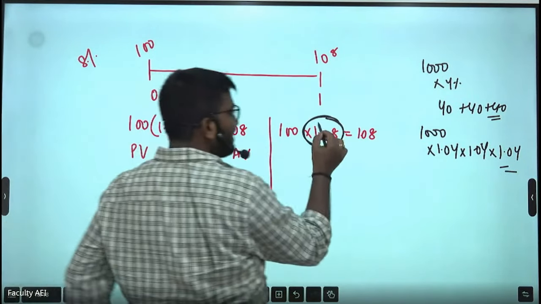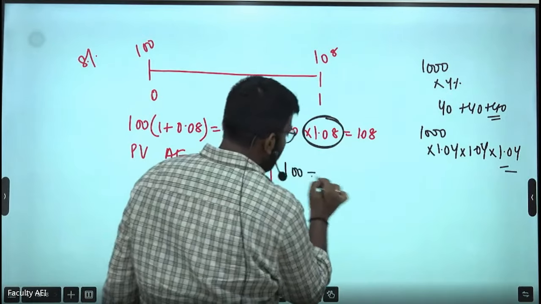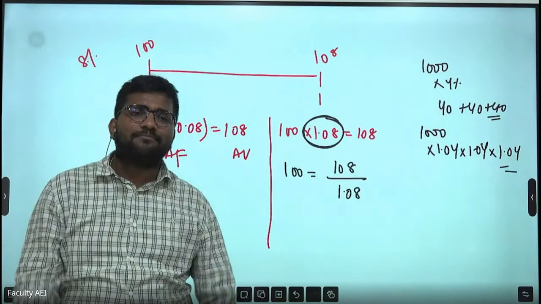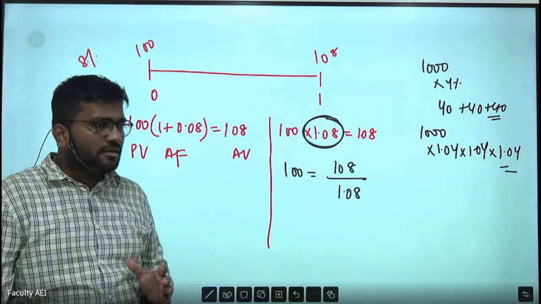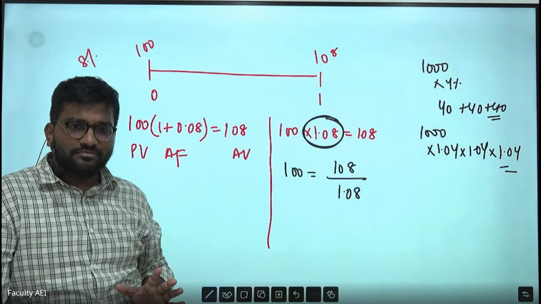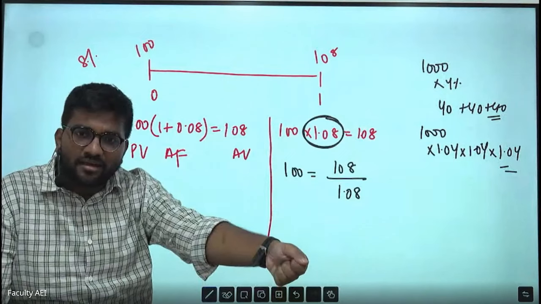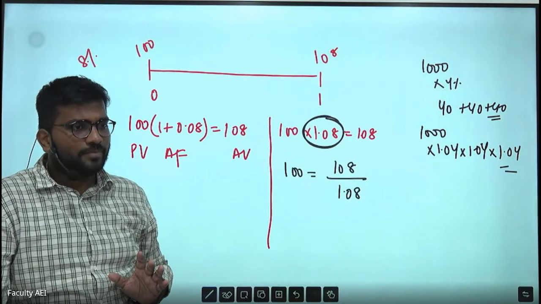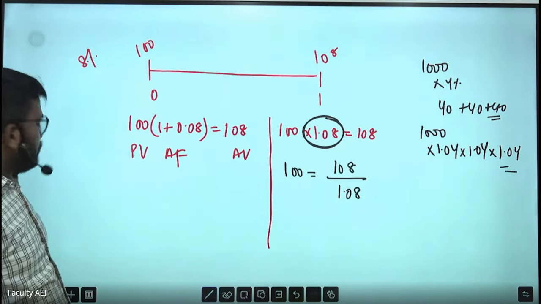So when you multiply by this factor, you get what? Accumulated value. So 100 is equal to what? 108 by 1.08. In the whole of finance and banking, you will see all you need to do is you need to accumulate a sum of money or you need to pull it back. Either you need to accumulate a sum of money to the future or you need to pull it back. Copy this.